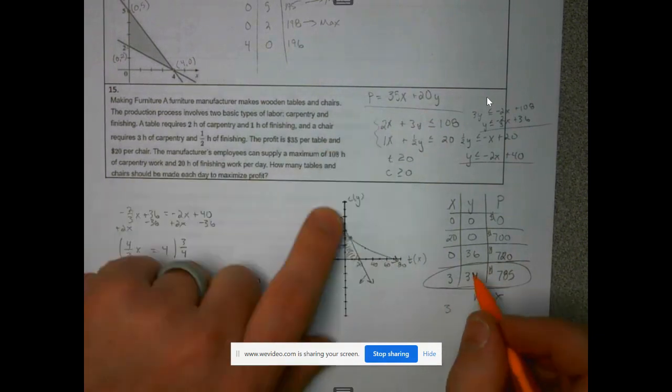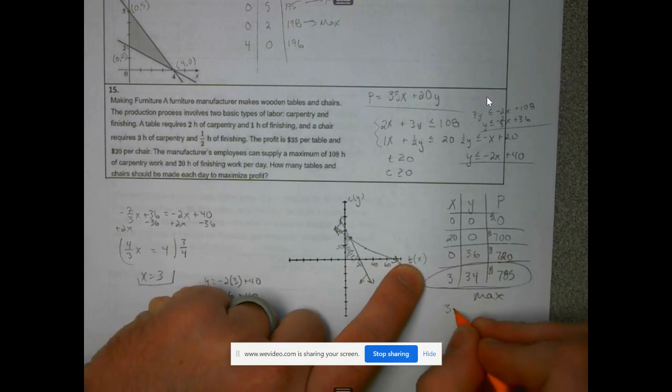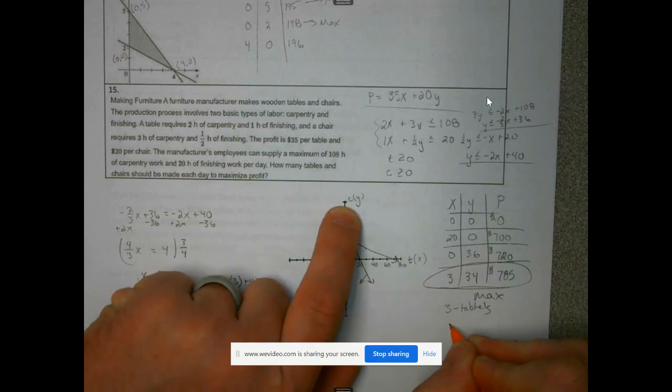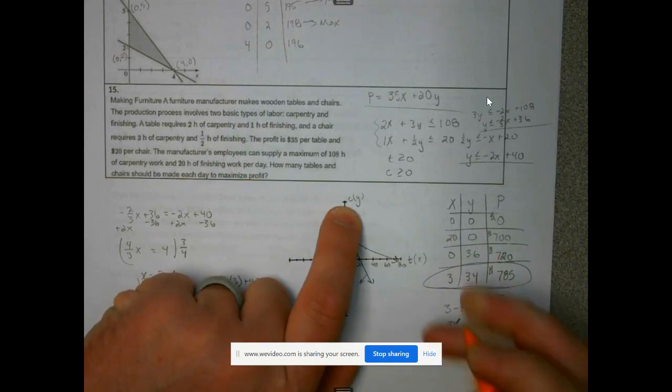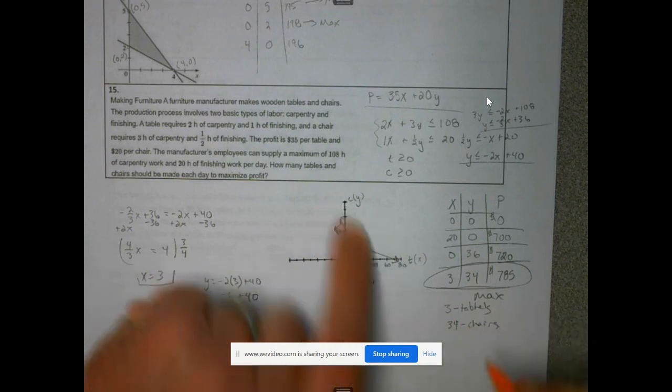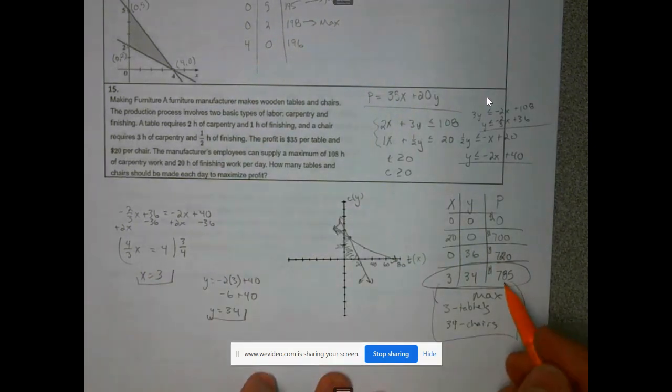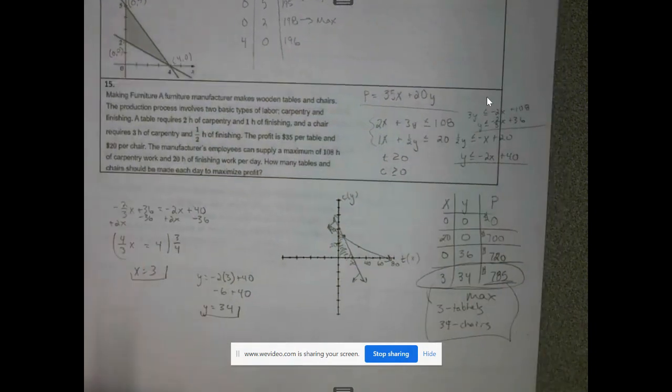And that is at, let's see, we made tables as x, 3 tables, and 34 chairs. And we have a max profit of 785.